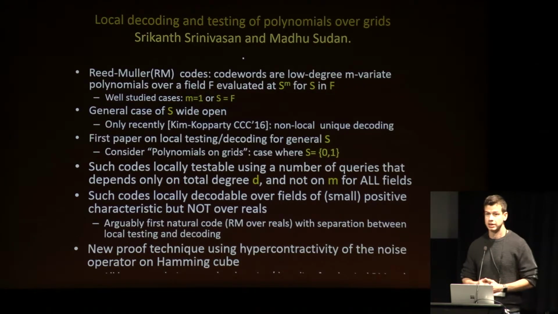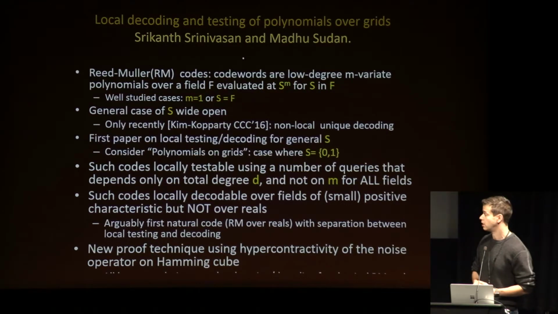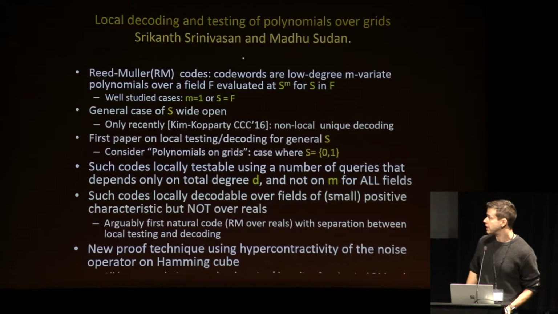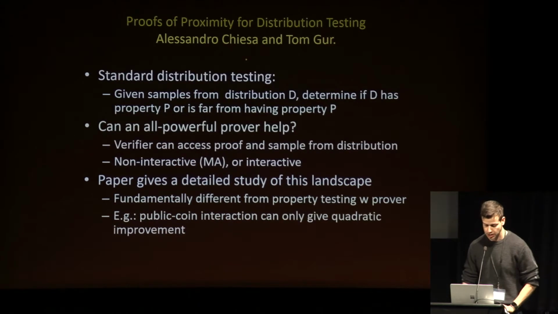For local decoding, they actually show that the picture is more complex. If the field has small characteristic, then they do have a local decoding procedure. For large characteristics or over the reals, the codes aren't locally decodable. So arguably, this is the first natural separation between a code that's locally testable but not decodable. And hopefully we'll hear about these very nice new proof techniques, because previously known proof techniques fail in this setting.